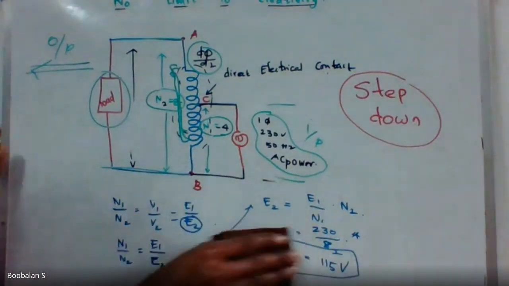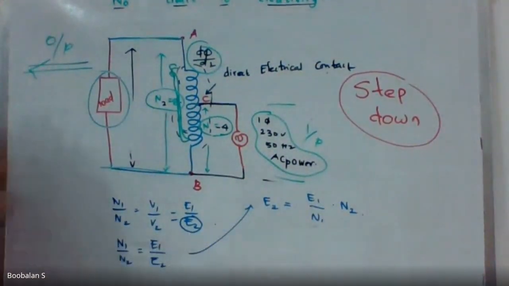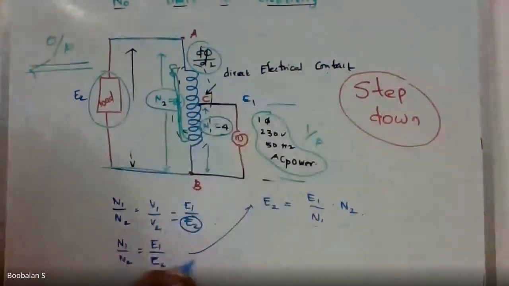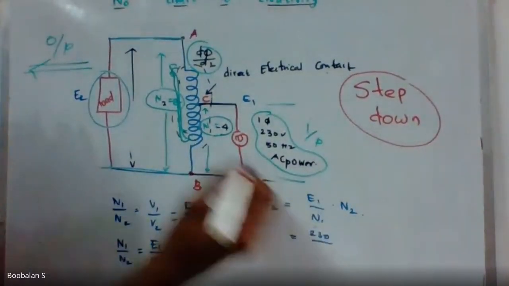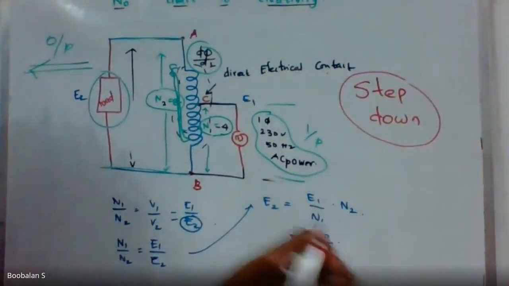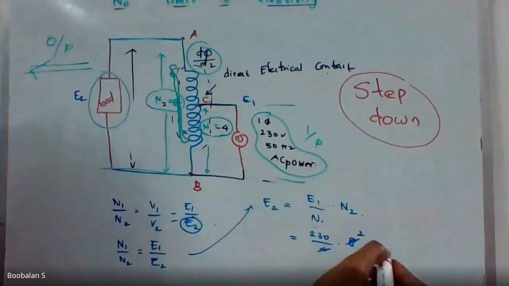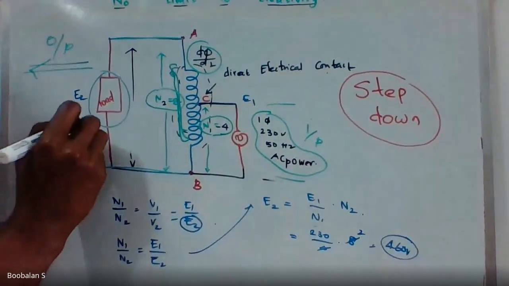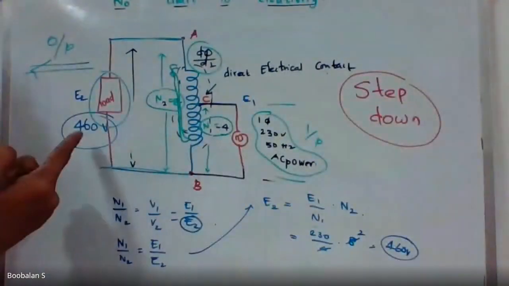Now for the E2 side, I'm going to calculate the voltage on the E2 side. Now it becomes the E1 side. We'll have the same equation. So E1 is 230, but N1 is now 4, right? N2 is now 8. About 2 times, so the total is 460 volts. My secondary side is now 460 volts, right? So my input voltage is 230, my output voltage is 460.